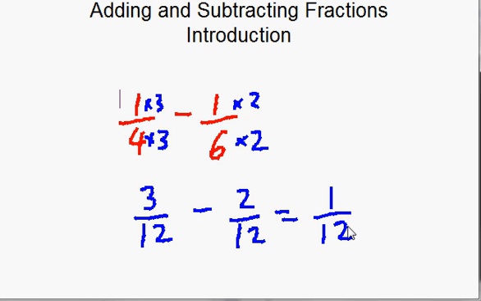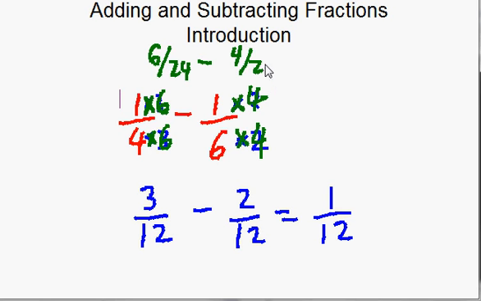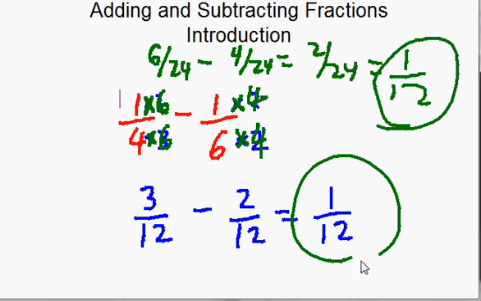Let's see if I get the same answer the other way. If I had instead multiplied by 6 on the top and bottom here, and then 4 on the top and bottom there, I would have gotten 6/24 minus 4/24, which is 2/24, which needs to be reduced to 1/12. So, as usual, different ways to do it, you get the same answer. Now do some worksheet problems.